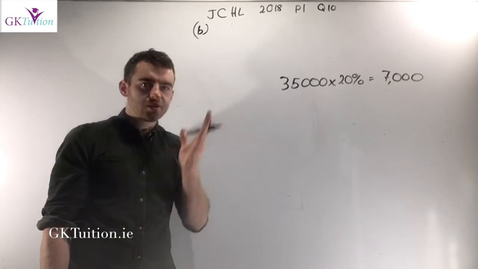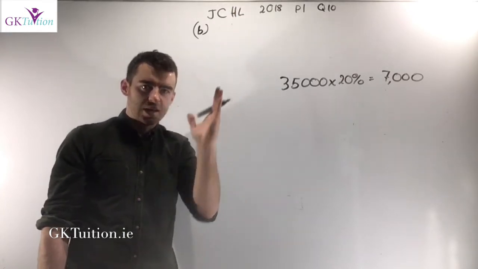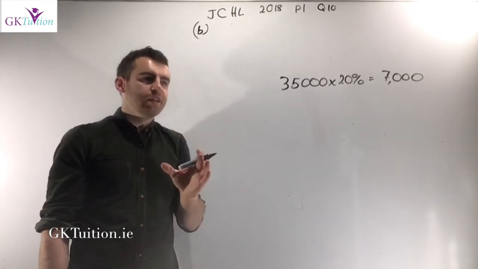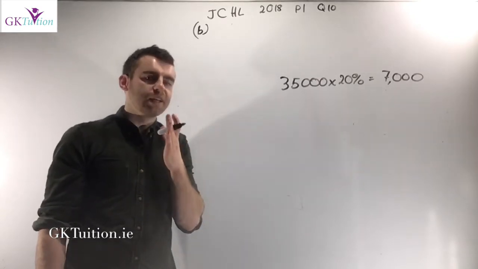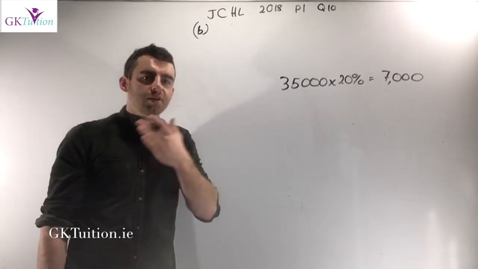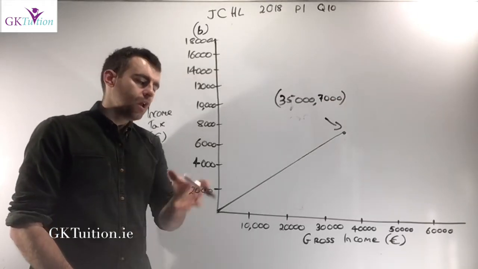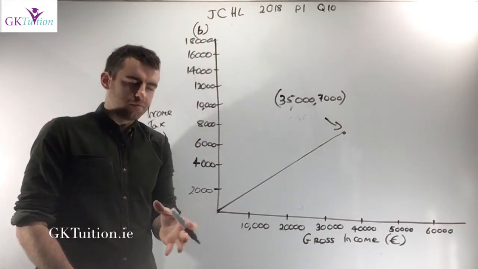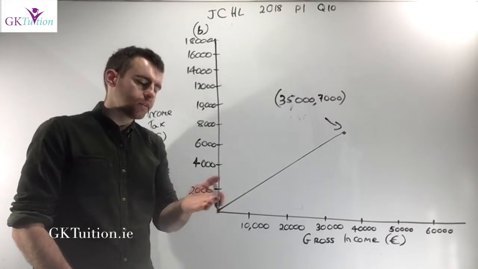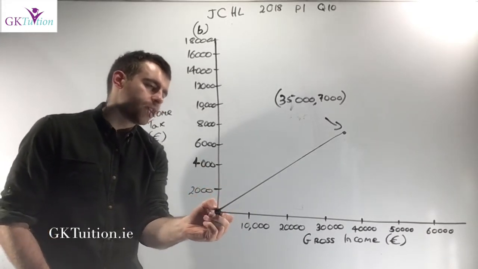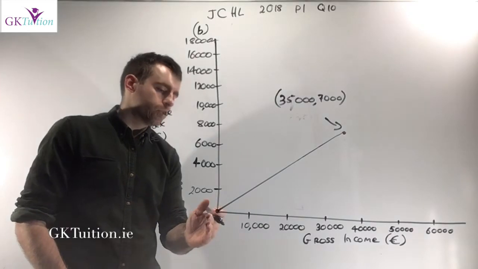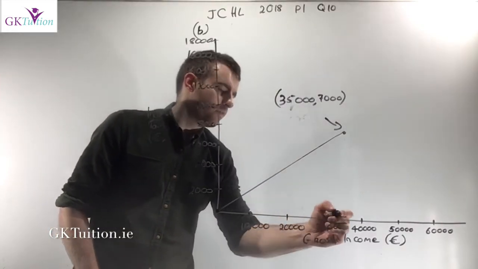So the amount of tax they're going to pay, that line is going to get steeper. So the first thing we need to do is graph this and represent everyone earning money between €0 and €35,000. Based on that information, in our graph, now obviously your graph should be more accurate than mine, you've got those lines. But in our graph, we know we're starting at 0, 0.